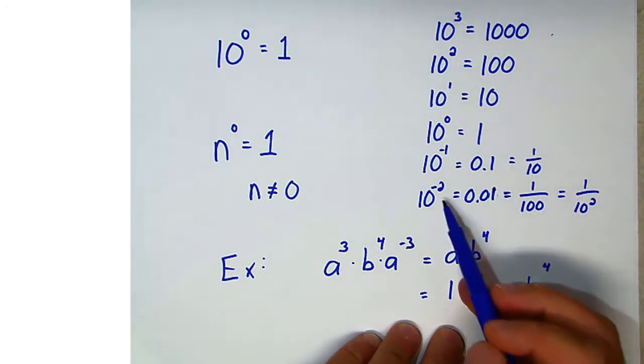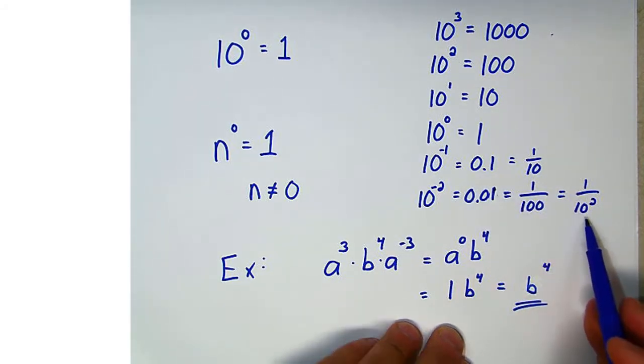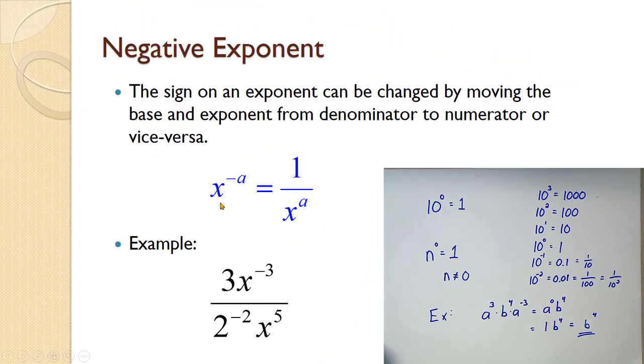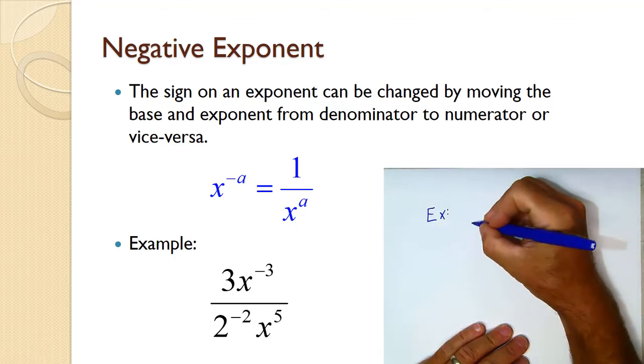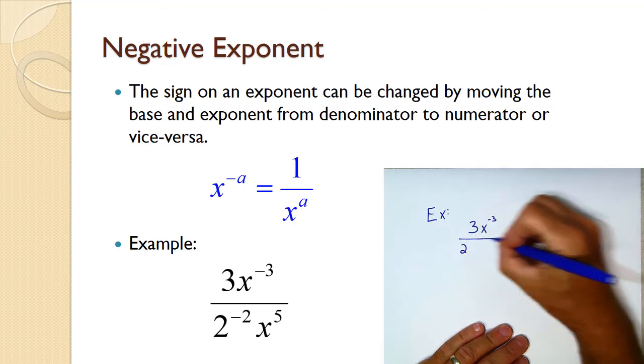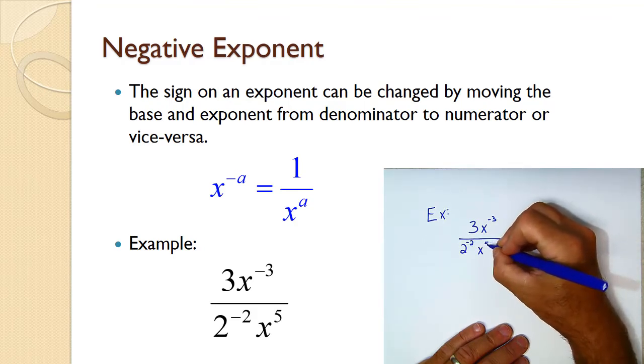And so in general, a negative exponent can really be just put in the denominator of the fraction to form an equivalent expression. And so that leads us to our 7th property. Anything with a negative exponent on it can be written as the reciprocal of that value with a positive exponent. And in fact, a negative exponent pretty much always means reciprocal. So in this example, we have 3x to the negative 3rd over 2 to the negative 2nd, x to the 5th. Let's simplify this.